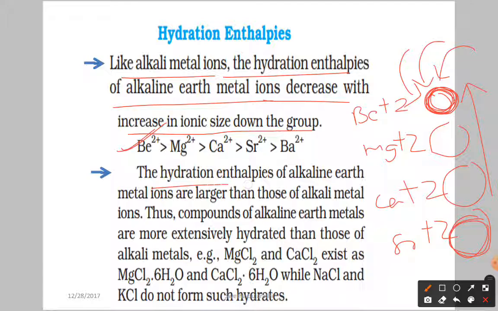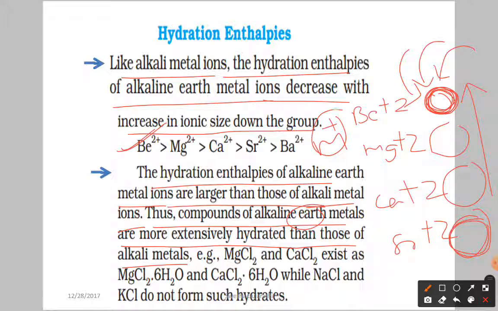The hydration enthalpies of alkaline earth metal ions are larger than those of alkali metals. Thus, the compounds of alkaline earth metals are more extensively hydrated than those of alkali metals. For first group elements, we have only a +1 charge, while alkaline earth metals have a +2 charge. More charge means it is going to attract more water molecules, so the hydration enthalpy of alkaline earth metals is more compared to alkali metals.